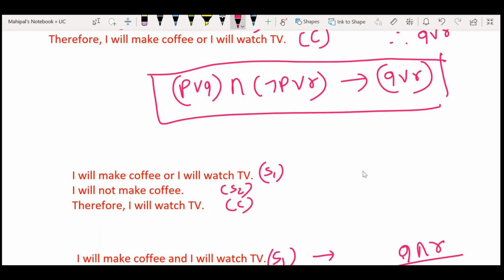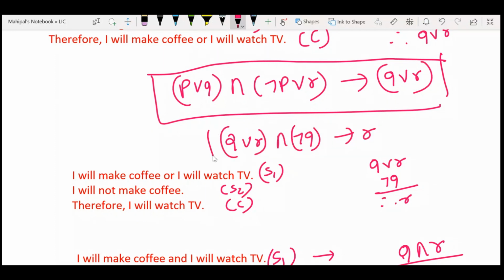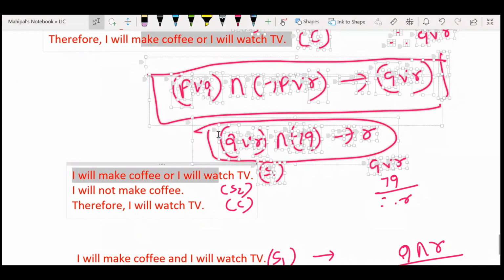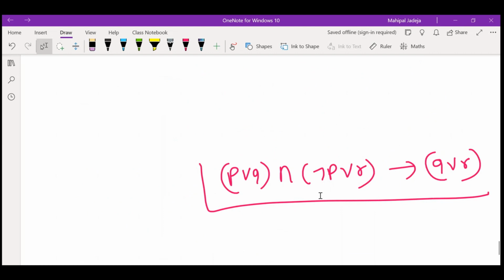So can you tell me the equivalent versions? Sir, Q or R. Not Q. And conclusion is R. And what do you think about this compound proposition, Q or R and negation Q, this will imply R, and we need to verify this. Always true. Okay, fine. So now, before we go further, let me consider this particular compound proposition.